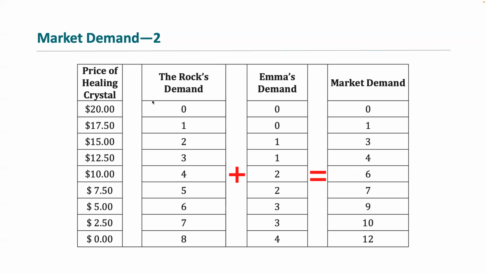If the price is $20, the Rock doesn't want any and Emma doesn't want any as well. So market demand is 0. If the price is $17.50, the Rock wants 1, Emma still wants none. So market demand is only 1. And then we're looking at any price point. So at $7.50, the Rock would prefer 5, Emma wants 2. So market demand is 7. Again, we're just taking each particular individual and we're adding up those 2 individuals or 3 individuals or 1 million individuals' preferences to get that market demand number.